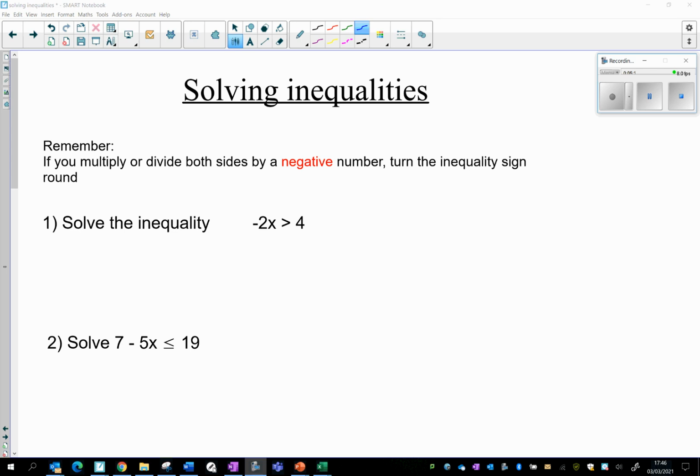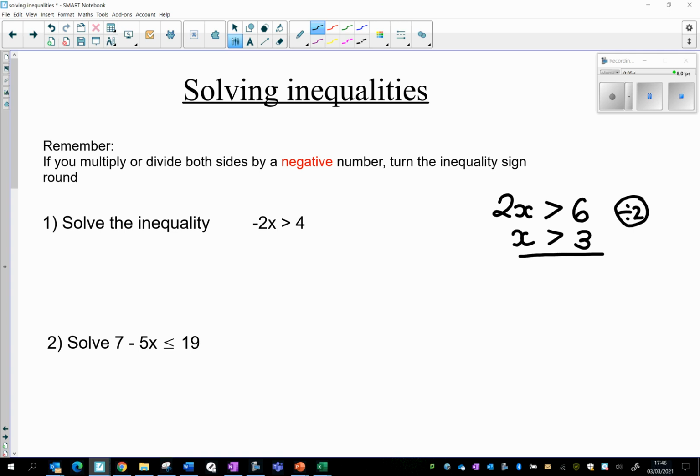Okay, so solving inequalities is just the same as solving equations, except for when you multiply or divide by a negative number. So if you've got a simple inequality like 2x is bigger than 6, and you wanted to solve that, you would just divide both sides by 2. The left-hand side becomes x. The right-hand side is 6 divided by 2, which is 3. The inequality points in the same direction as before.